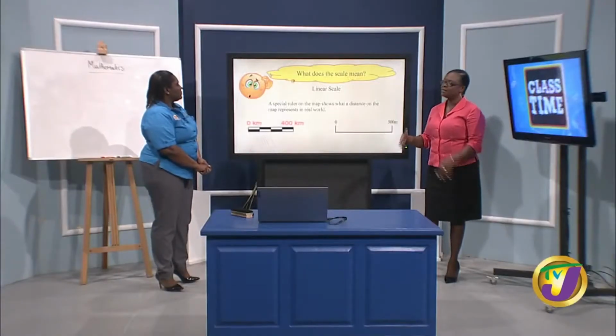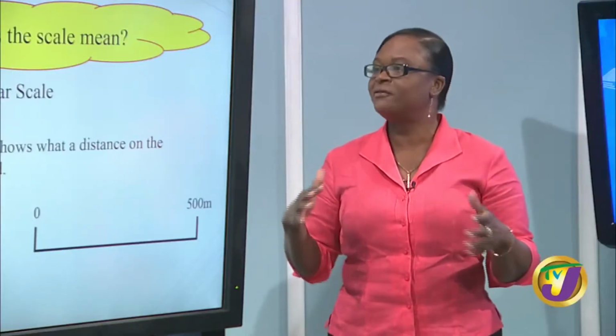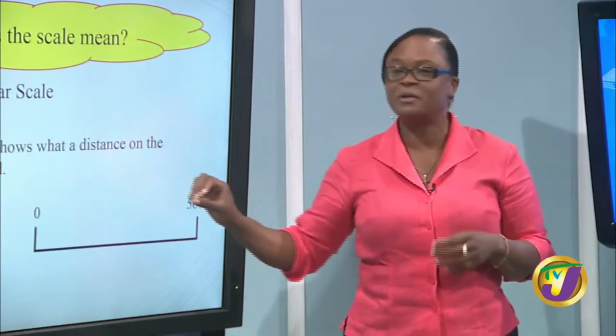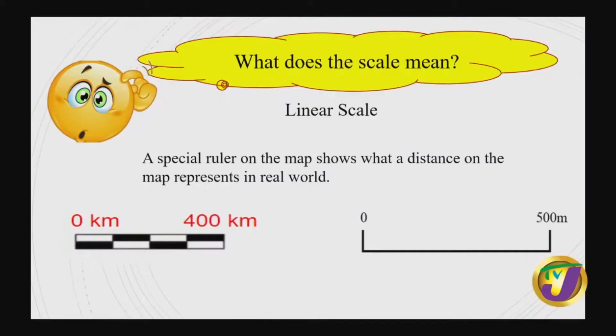Now, persons who do a lot of geography, map reading, things of that nature, often see this one represented also. And this is a linear scale. What is it? The linear scale is a special ruler on the map which shows what a distance on the map represents in real life. Yes. So for persons in geography where they do contour drawings and such, this is what they use most of the time. That's right.